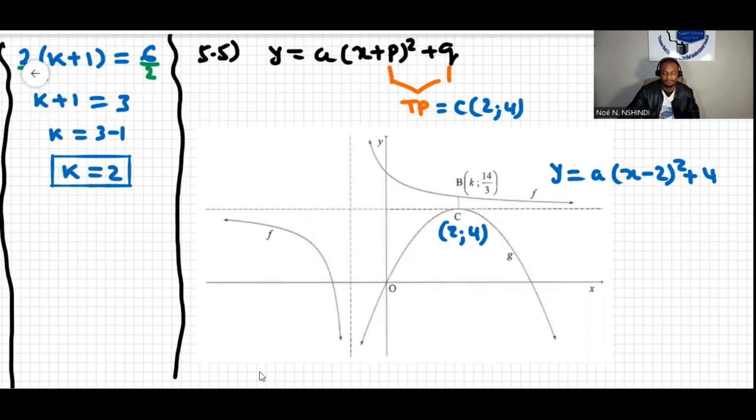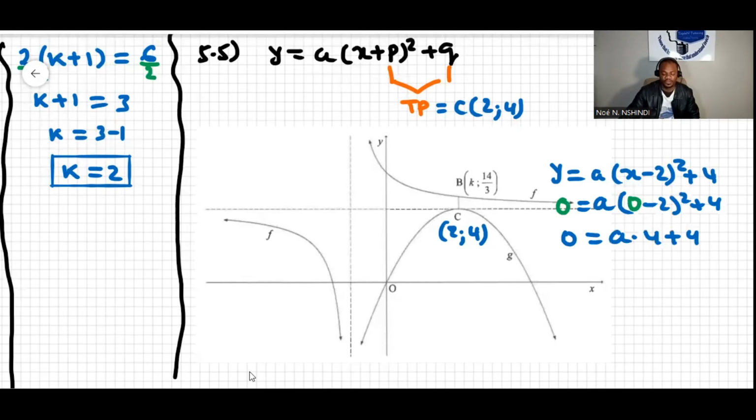Now it's not just the equation yet because we have the value here of a. So now I must select a point in this graph to substitute over here. I can see the graph passes through 0. I need to find a, so I substitute the point 0, 0, I sub in 0 over here for y and 0 for x, and then this will be 0 equal to a open bracket 0 minus 2 to the power of 2 plus 4, and that makes 0 equal to a times 4 plus 4.